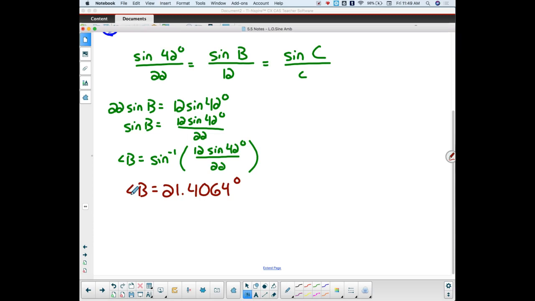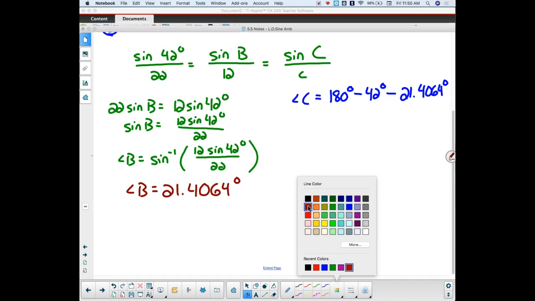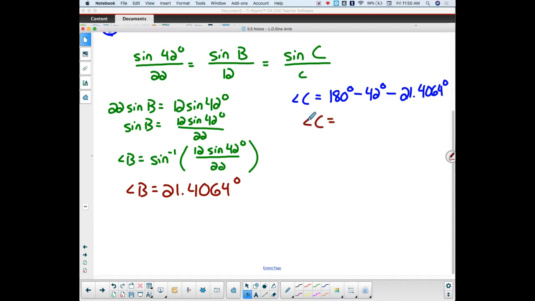That then allows me to find what angle C is. Angle C then is going to be 180 degrees minus 42 degrees minus 21.4064 degrees. So angle C then is 116.594 degrees.